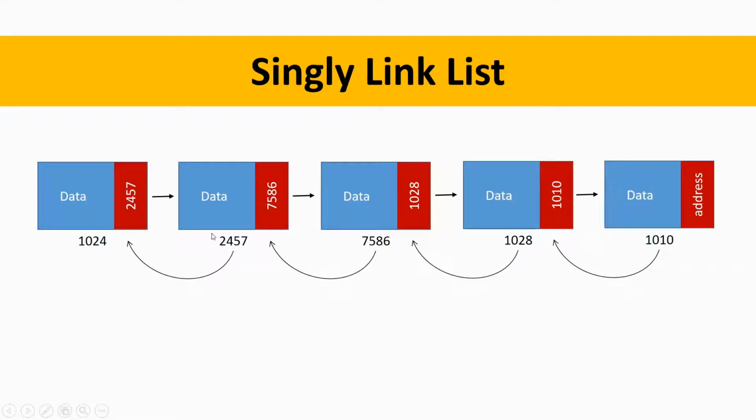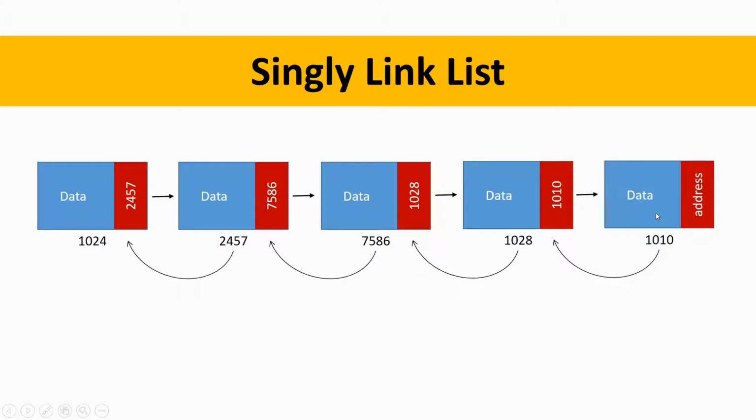Now it's looking perfect. You can see that 2457 has got stored over here. By using this address part, we are going to access the next memory block, and then using this particular address we are going to access the next memory block, and the same 1028, that's the address of the next memory block, and so on.